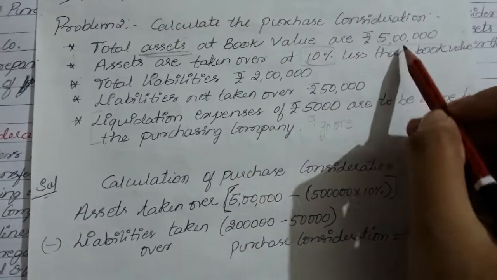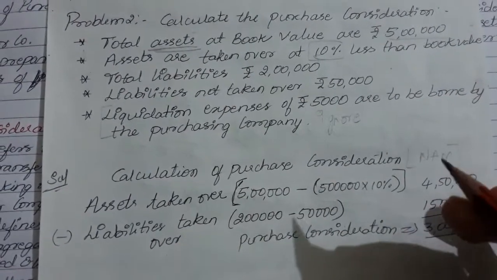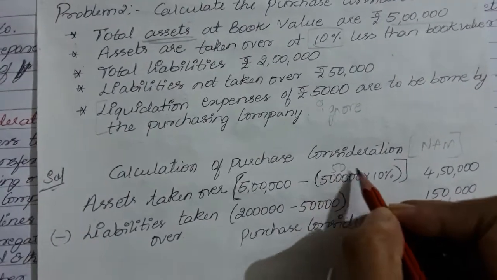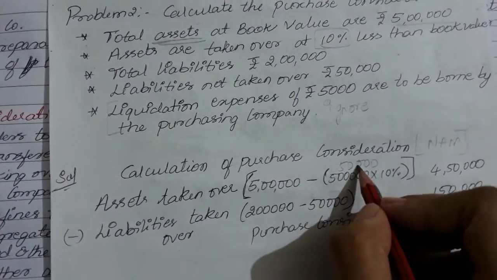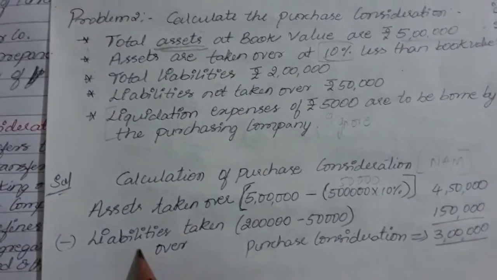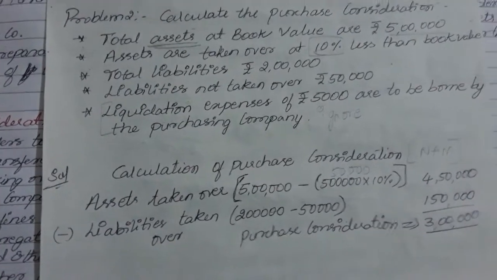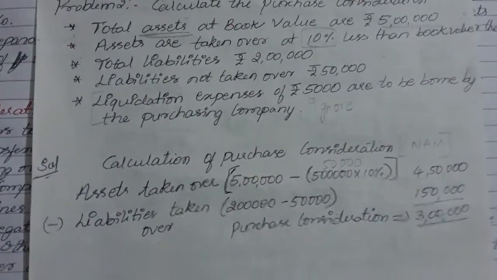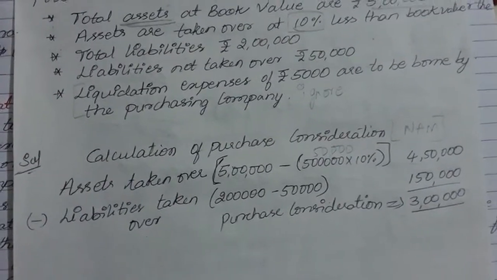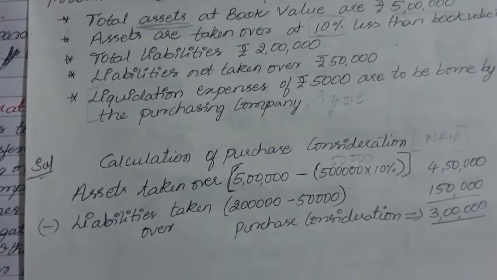So let's see about the assets taken over. So assets was worth 5 lakh rupees, but they are taking over at less than 10%. So 5 lakh into 10% will be 50,000. So 5 lakh minus 50,000, 4 lakh 50,000 worth of assets they are taking over. So let's see about minus liabilities. What is the liabilities taken over? Who is taking over here? The transferee company is taking over. From whom? From transferor company. For whom the purchase consideration is paid? For transferor company, old company shareholders or the owners, right?